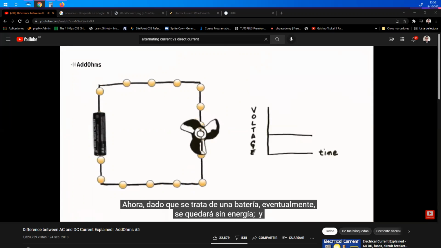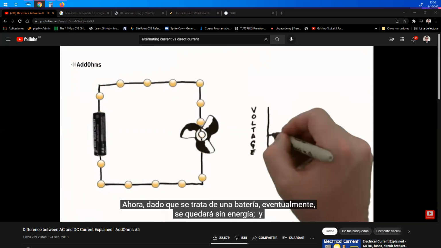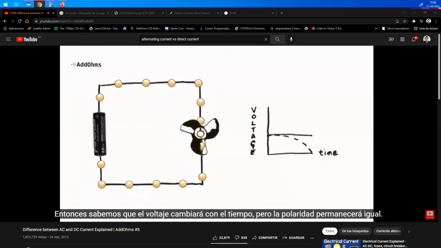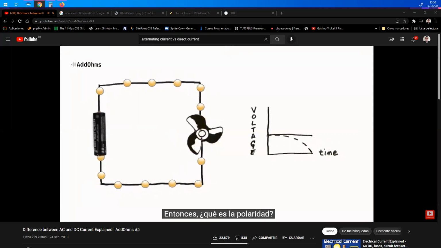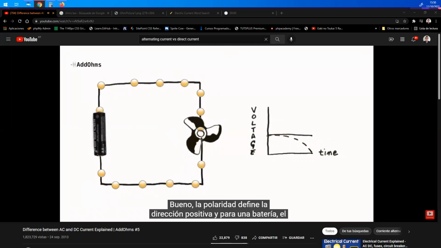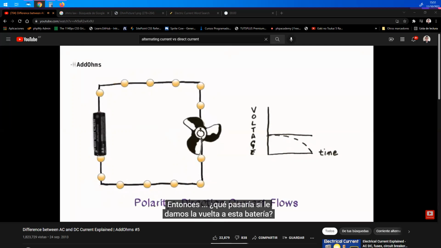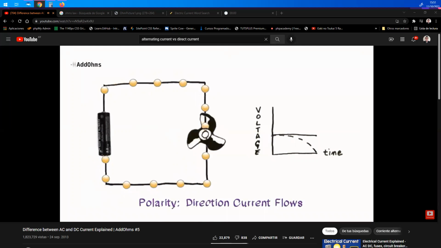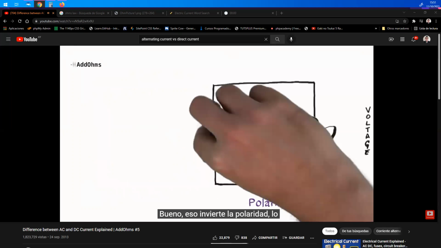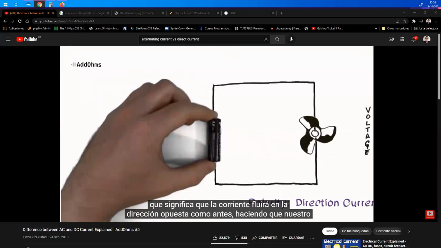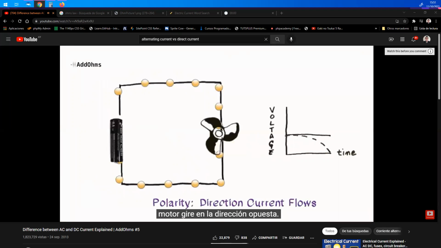Now, since this is a battery, eventually it's going to run out of energy and its output voltage will drop. So we know that the voltage will change over time, but the polarity will stay the same. So what is polarity? Well, polarity defines the positive direction, and for a battery, the positive voltage is created from the positive terminal. So what would happen if we turn this battery around? Well, that reverses the polarity, which means the current will flow in the opposite direction as before, causing our motor to spin in the opposite direction.